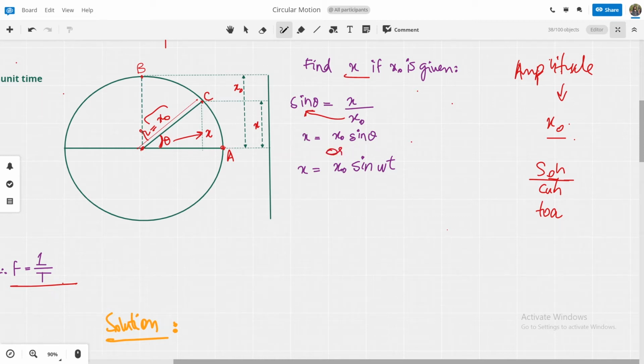Again, there are two formulas. We just substituted theta with omega t. As we have learned that omega is equal to theta by t, we multiply t here, so theta becomes omega t. So we just substituted here. Again, we'll use the formula according to the question. It all depends on the information given in the question.